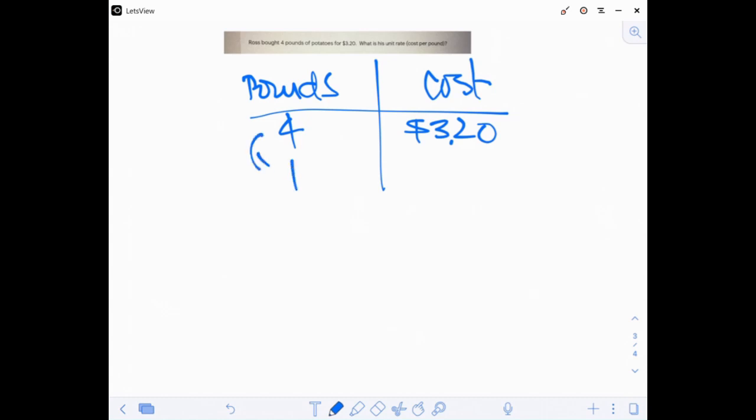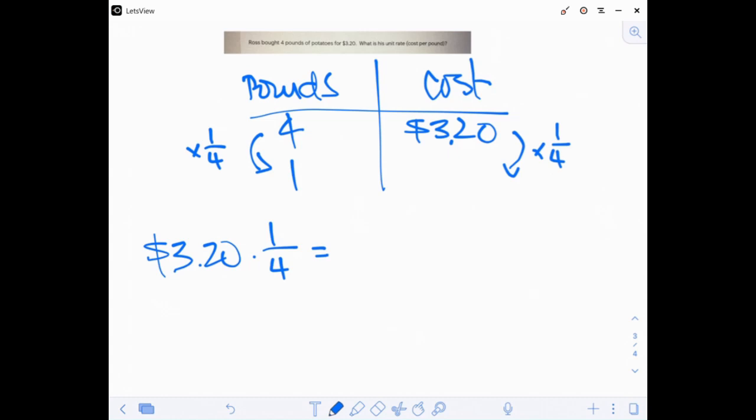So here again, let's multiply by 1/4 because 4 times 1/4 equals 1. So it's a quarter of 4 pounds. So we do the same thing to the cost. It should be multiplied by 1/4, 1/4 of the $3.20. So I take $3.20 times 1/4. That equals 80 cents. So 1 pound of potatoes costs 80 cents. So the unit rate is 80 cents per pound.